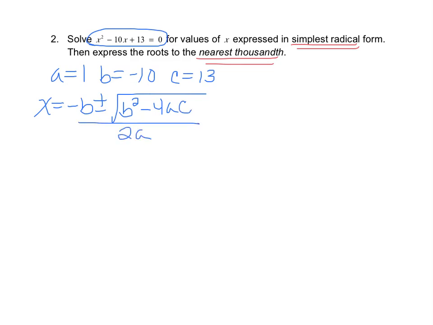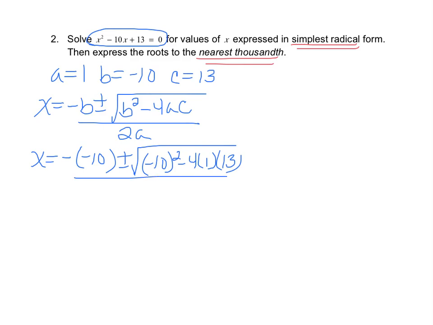Alright, so now we're going to do substitution. X equals the negative of a negative 10. Be careful. Remember, when you're plugging a negative into the b, it's a negative of a negative, plus or minus the square root of negative 10 squared minus 4 times a, which is 1, times c, which is 13, the whole thing over 2 times 1, because a again is 1.